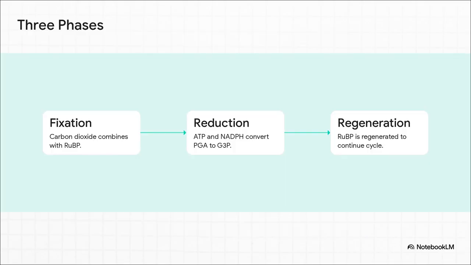To understand how this whole thing works, we're going to break the cycle down into three distinct, manageable phases. First, we have carbon fixation. Second, reduction. And third, regeneration. As we go through these, just remember that each specific phase is preparing molecules for the very next step, all the way until glucose can finally be produced.